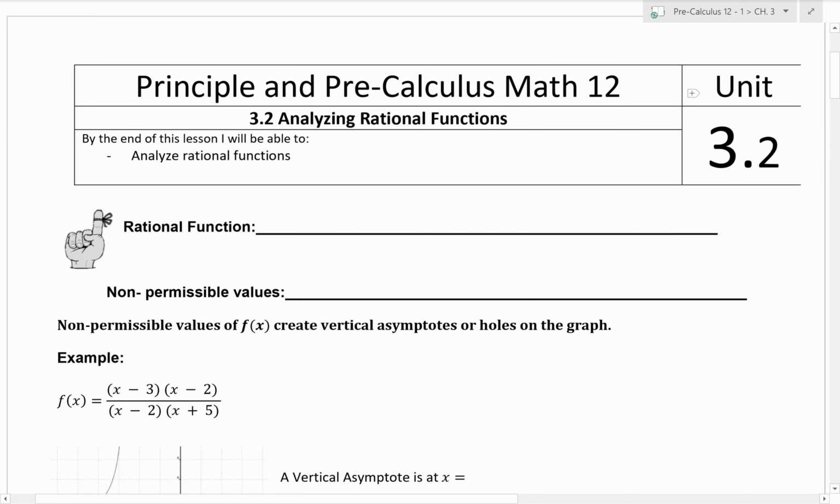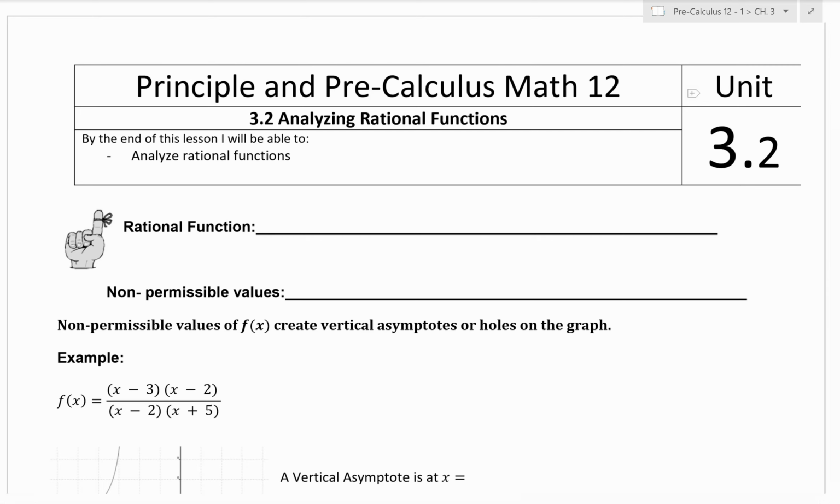Welcome back. This is our last unit of this year. We're looking at Unit 3, rational functions. So there will be two lessons on this unit. We are actually going to skip 3.1. We are going to 3.2 directly, okay? So we're talking about rational functions here.